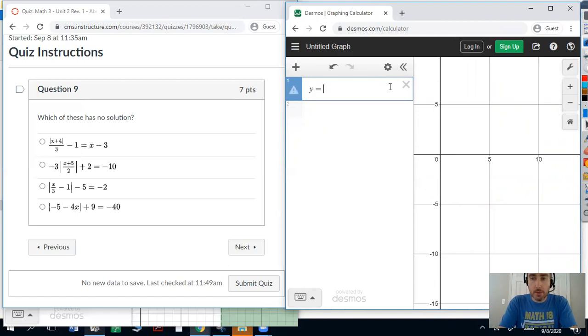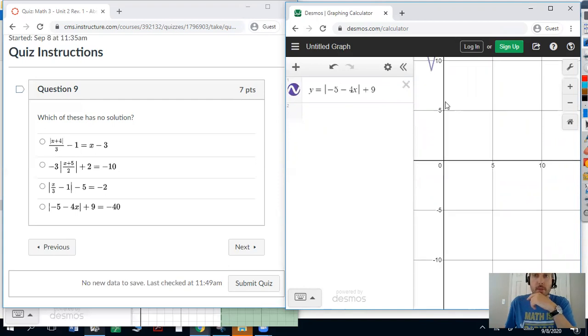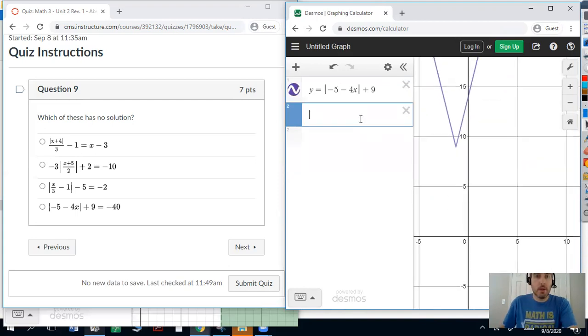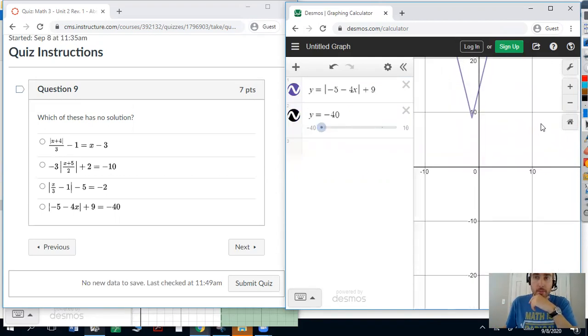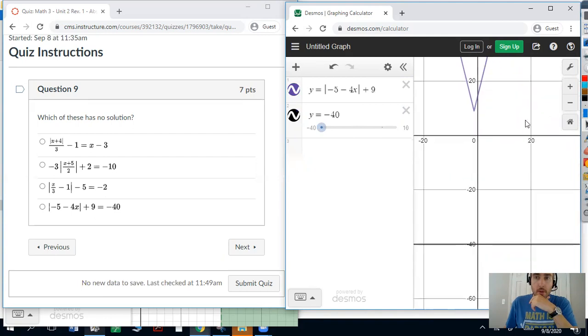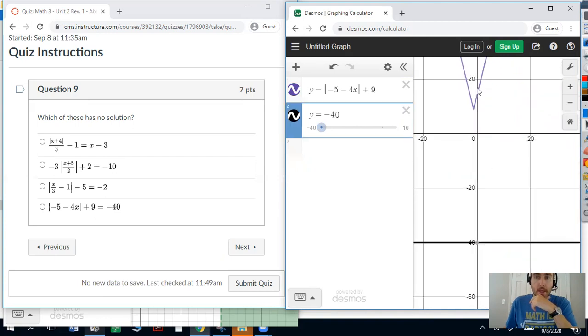So y equals absolute value of -5 minus 4x plus 9. And that one's way up here. And y equals -40. Don't just put -40, you got to put the y there too. And you can see that that's way away from this one. They won't cross. There's your no solution.